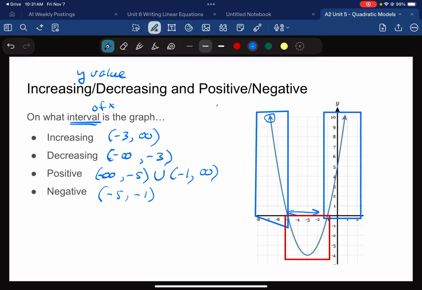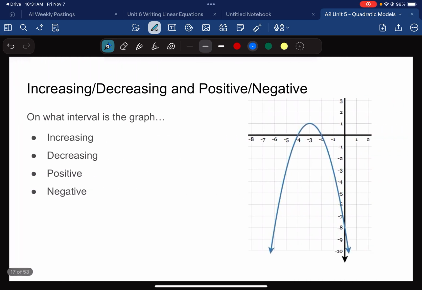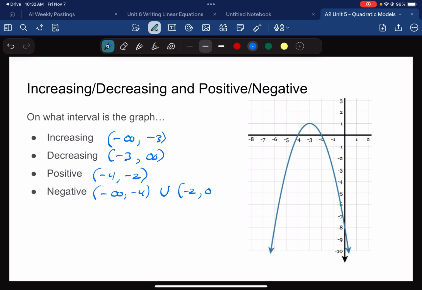Okay? You guys stop the video and give this one a try. Let's see how you do. So increasing would be from -infinity until you get to -3. And then it's decreasing from -3 to infinity. Positive. Well, there's only one section where it's positive, and that's from -4 to -2. But two sections where it's negative: -infinity to -4, unioned with -2 to positive infinity.